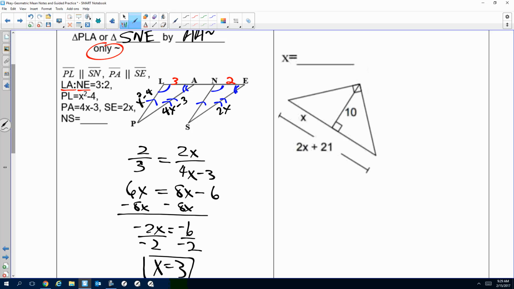So to find this NS, I know it's proportional to this, right? So can we plug it in? Yeah. Let's plug in. If I plug in my x here, I can find PL, which I know is proportional to NS. So what is PL going to equal? Yeah. PL right here is 5.